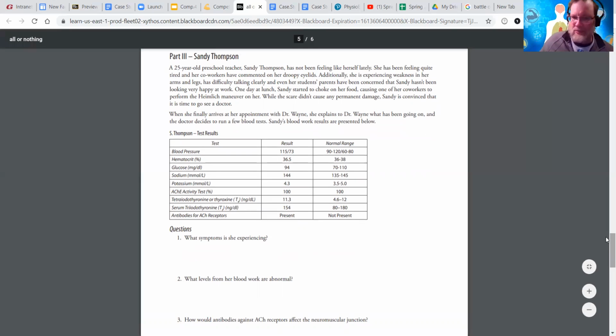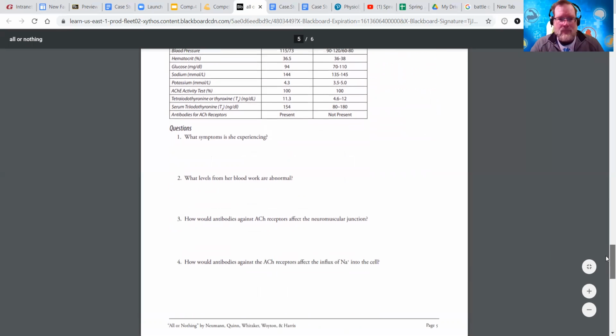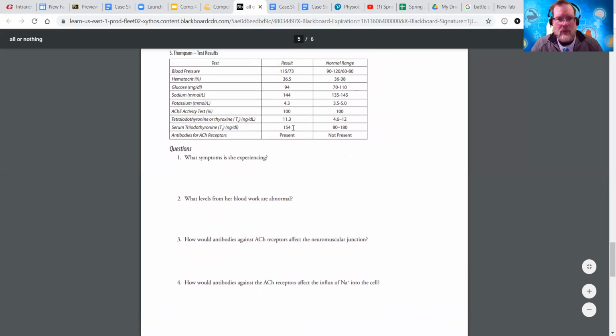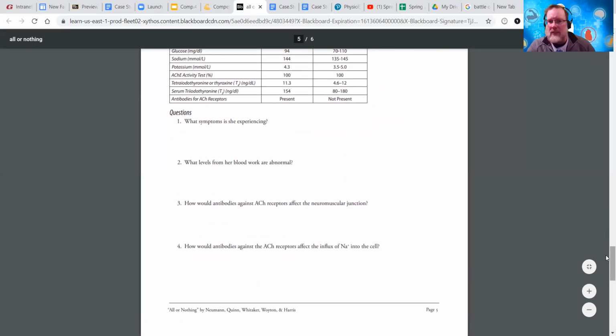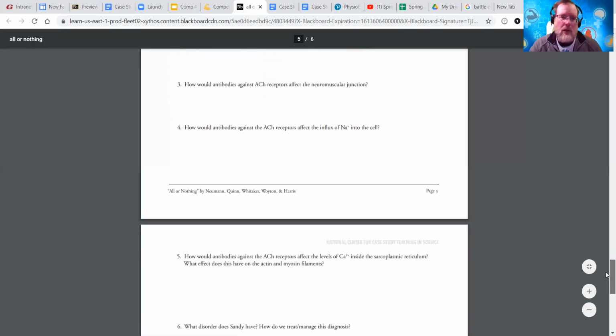And then the next patient, the last part, is Sandy, and it discusses a little bit of her symptoms. So you'll want to go through those, type those in. Okay. And we look, everything's pretty normal, it looks like, except for the last one, antibodies for ACH receptors. So she has the opposite issue. She has an autoimmune issue where her antibodies are not allowing acetylcholine to bind to the postsynapse or to the muscle cell. So she's unable to get muscle contractions to occur the way they should.